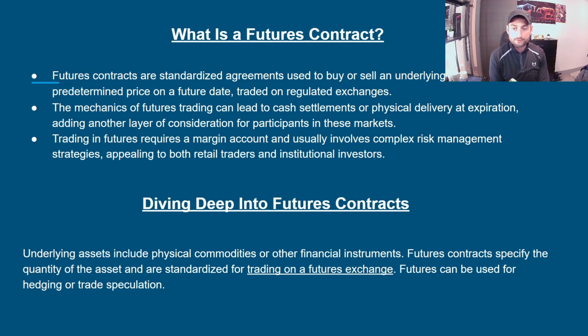So, a deep dive into futures contracts. Underlying assets involve physical commodities or financial instruments. Physical commodities being, like we said, oil, wheat, gold, silver. Financial instruments being S&P 500, NASDAQ, bonds even, the pound. Futures contracts specify the quantity of the asset and are standardized for trading on the futures exchange. Futures can be used for hedging or trade speculation. So we'll go into that next.